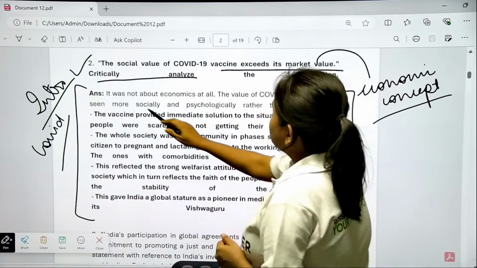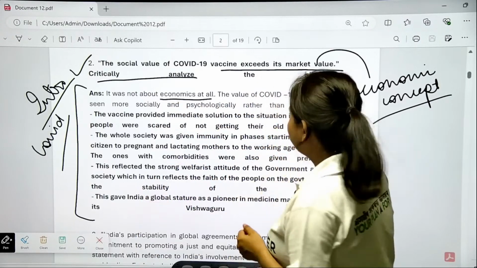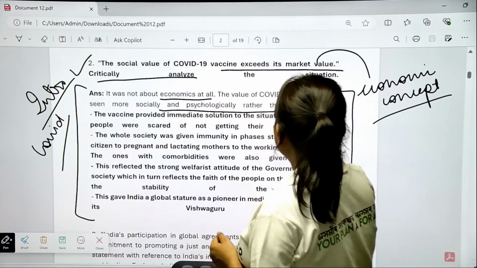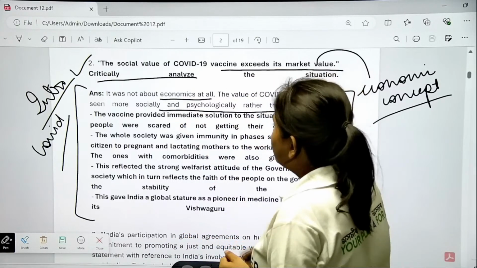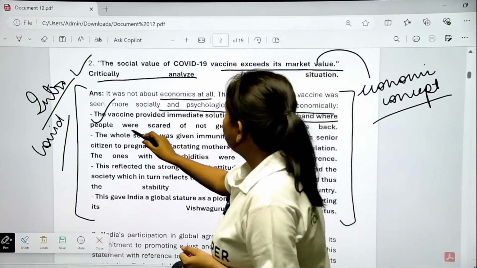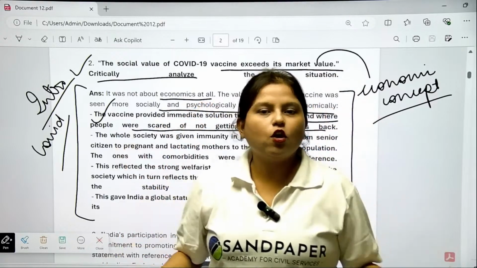It was not about economics at all. You do not need to write this, I am writing it here to explain. The value of COVID-19 vaccine was more socially and psychologically rather than economically seen. The vaccine provided an immediate solution to the situation in hand, where people were scared of not getting their own lives back. So it was psychological at that time.